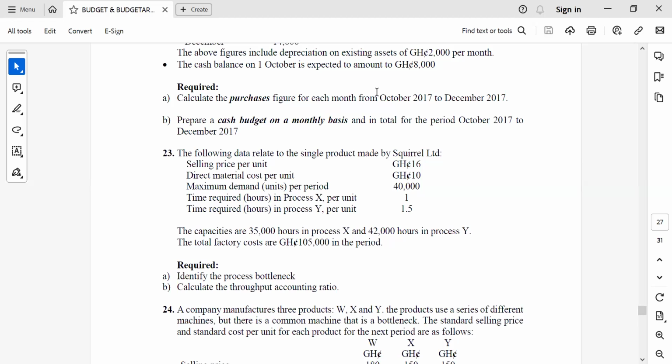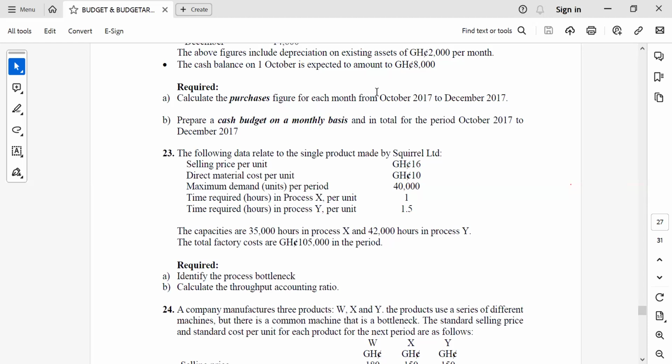Can you see that this question is about single products? Yes. Okay, but they are using what? They are using process costing. So the product will pass through stages or processes before it is ready for sale. They are now asking you to identify the process bottleneck. Which of the processes will present a problem to us? That is what they are saying.